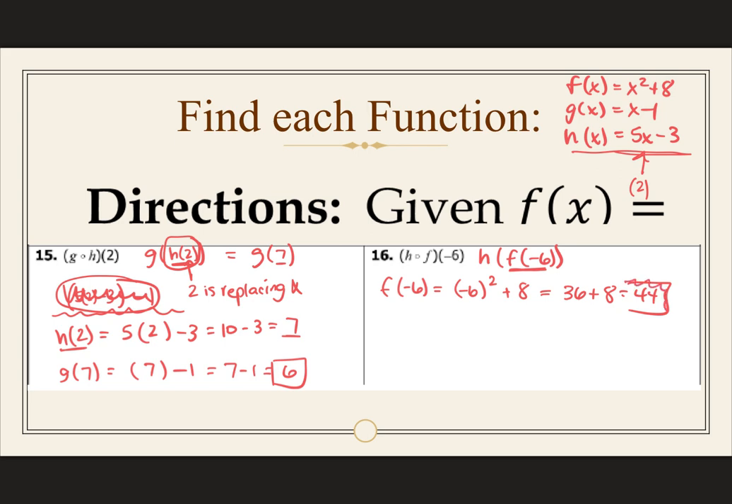Oops, that's not my final answer. All right, then we're going to take the 44 and we're going to put it in right here. So now we're going to find h of 44. So we're going to take our h function, which is 5 times the number minus 3, and our number is going to be 44. So 5 times 44 is 220. And we're going to subtract 3, and we're going to get 217. And that's our answer.